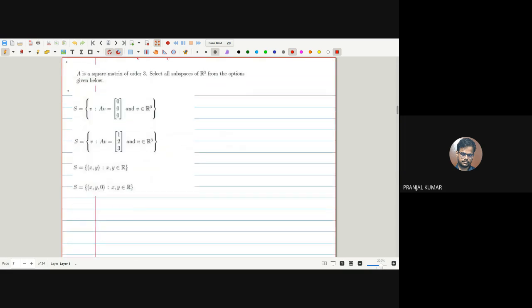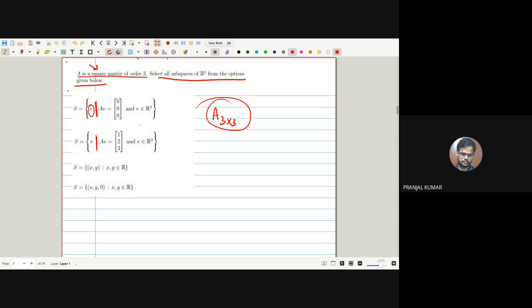Clear? Now this question: A is a square matrix of order 3. Select all subspaces of R3 from the options given below, such that AB is equal to 0. Clear? Just wait one second. Select all subspaces. So I have no information about A. I just know that A is a square matrix of order 3 cross 3. So I don't know anything about the columns of it, yes or no?